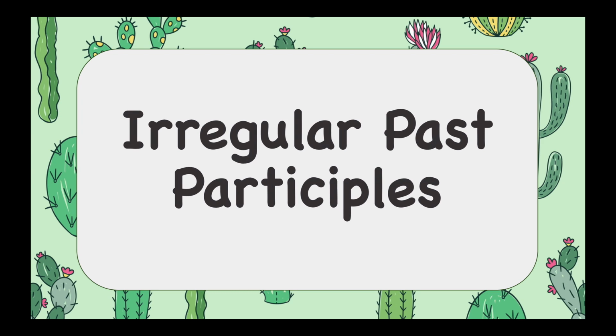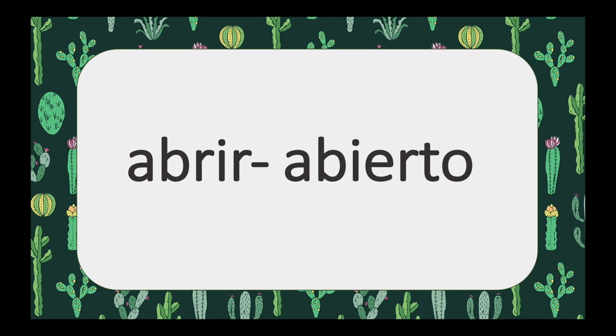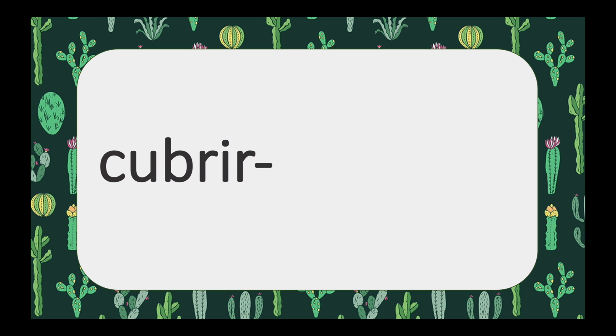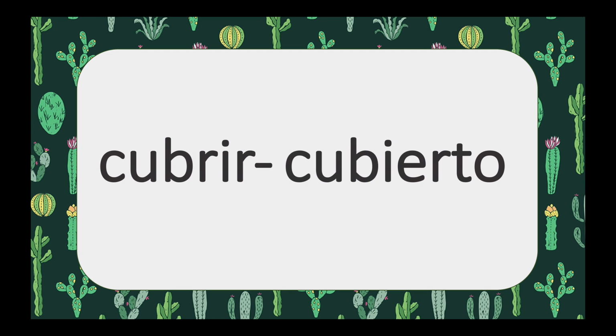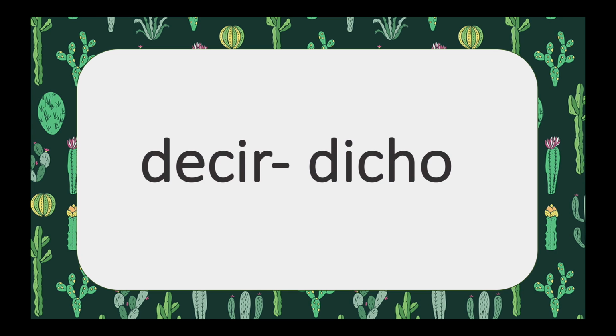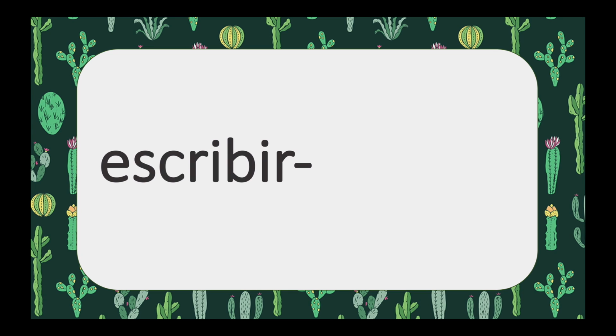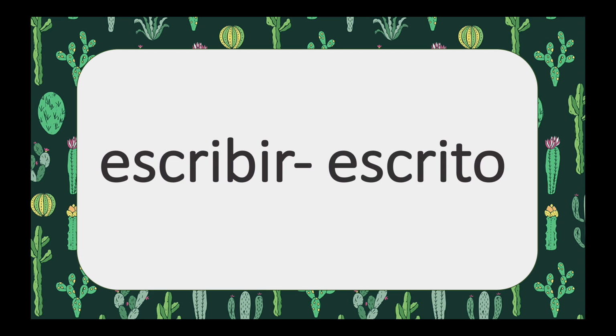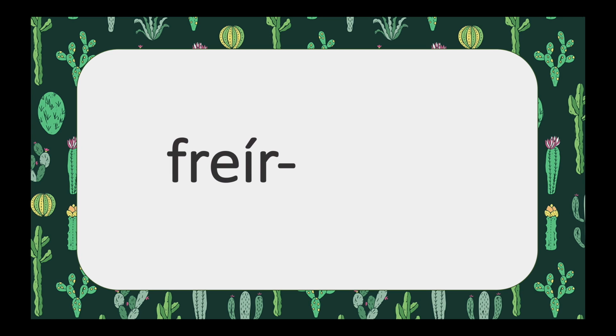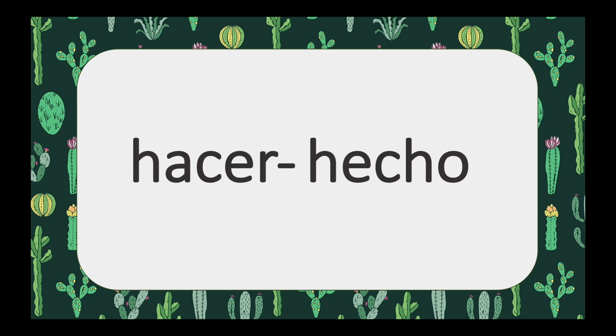Irregular past participles. These ones are just irregular. Abrir, to open. Abierto. Cubrir, to cover. Cubierto, covered. Decir, to say. Dicho, said. Escribir, to write. Escrito, written. Freír, to fry. Frito, fried. Hacer, to do or make. Hecho, done or made.